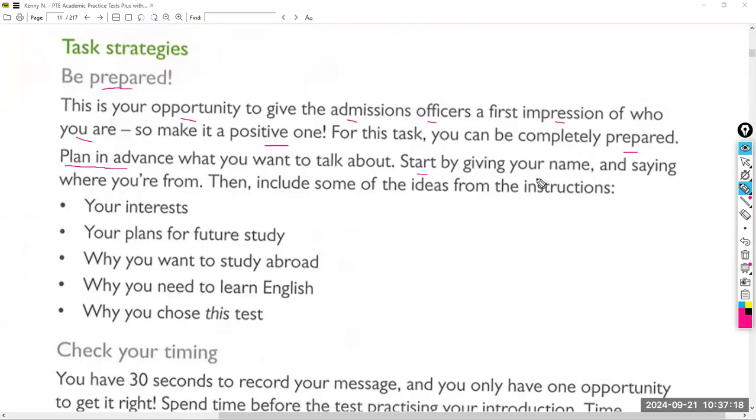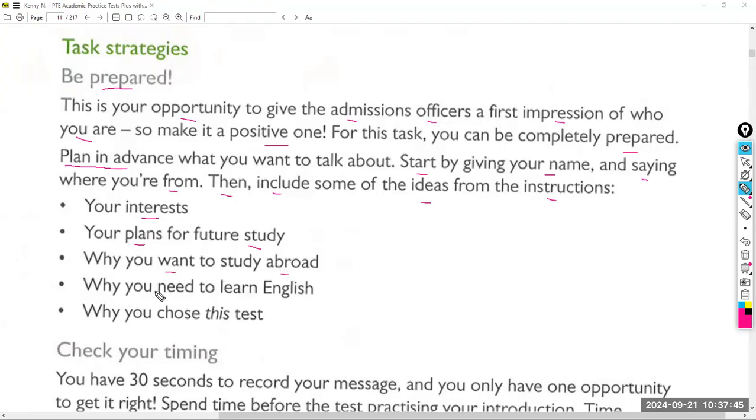I have to start by giving my name. Then I have to say where I'm from. Then I have to include some ideas from the instructions. So I have to talk about my interests. I have to talk about my plans for future study. I have to answer the question, which is why I want to study abroad.